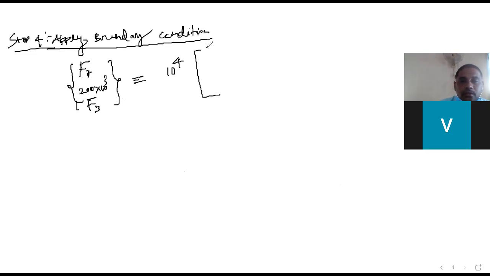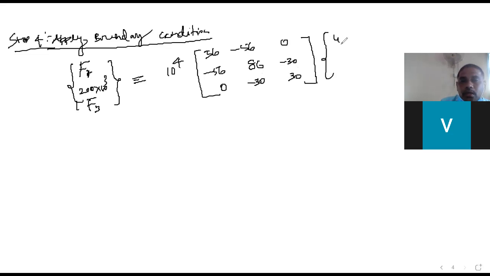So we'll be having one column with 56, minus 56, 0. Again minus 56, here we'll be having 86, here minus 30. Here it is 0, here it is minus 30, and here it is plus 30. And multiply by u1, u2, and u3.